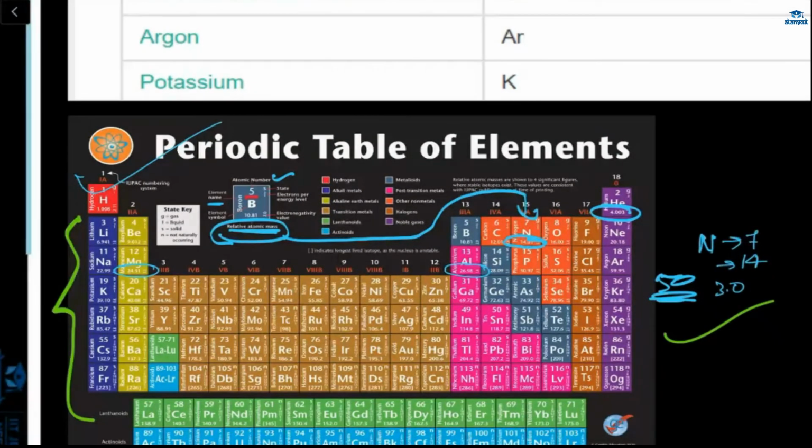Ma'am, can you repeat your question? How to find the charge of an element? Ma'am, calcium is positively charged. Ma'am, it is a cation. Okay, wait, let me write here.